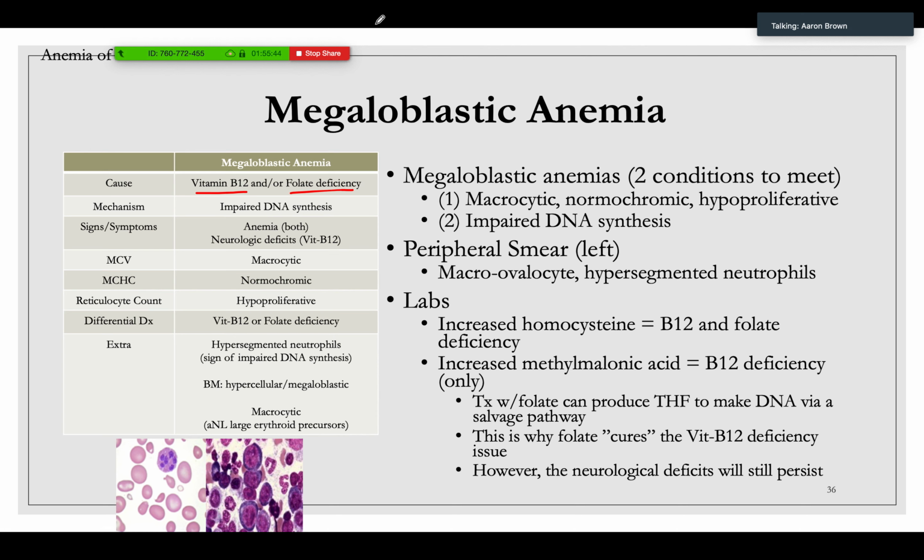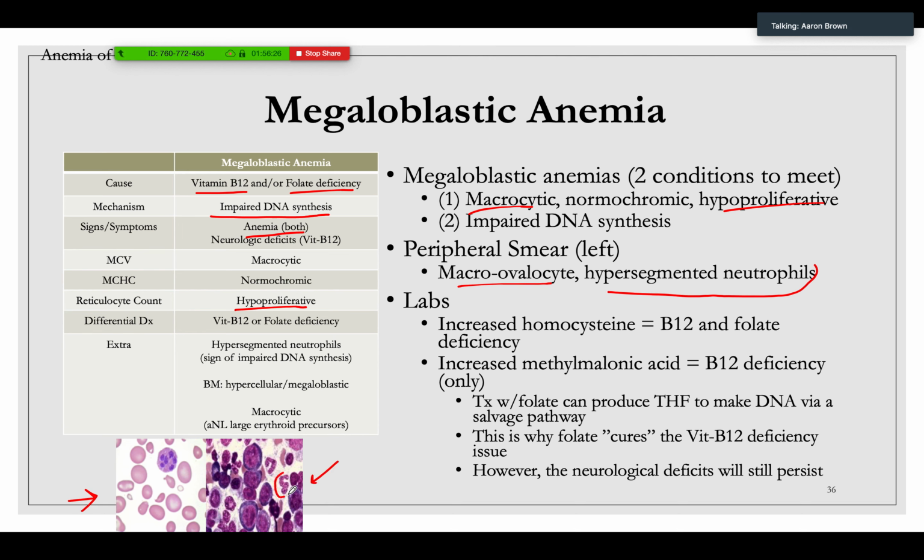In both of these cases, if you miss vitamin B12 or you miss folate, you can't synthesize the DNA that you need for your red blood cells. Can't make DNA, can't make your red blood cells, so you're going to end up with anemia. And so we get a macrocytic anemia, hypoproliferative, low reticulocyte count, because if you can't make the DNA, you can't make baby red blood cells either, and impaired DNA synthesis. On peripheral smear, you end up seeing these macro-ovalocytes, really big red blood cells, and hypersegmented neutrophils.